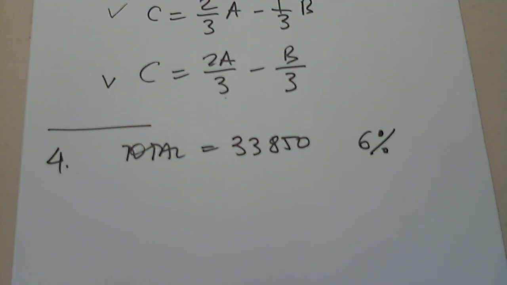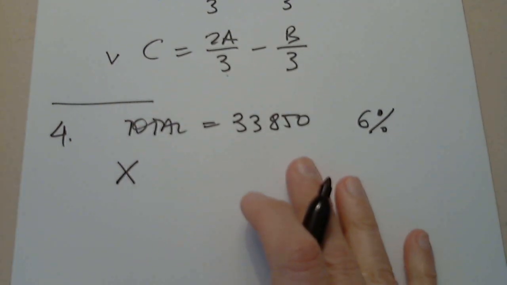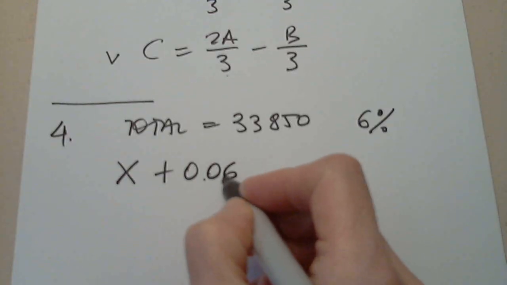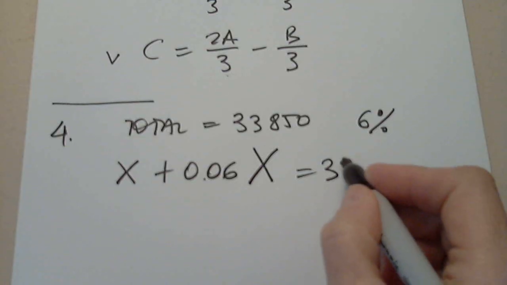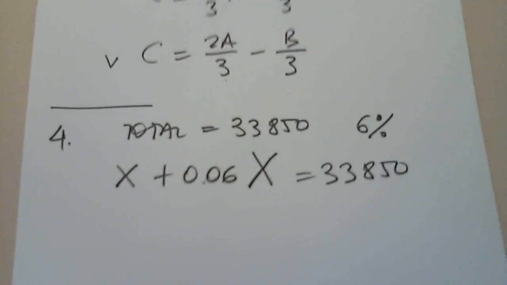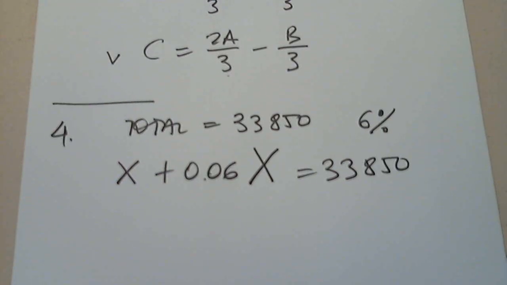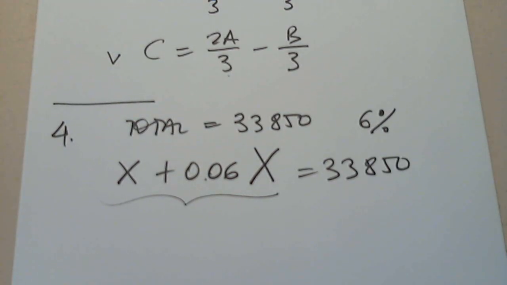To the original price, we add 0.06 of the original price to get 33,850. To the original price, we add a 6% sales tax on, in other words, on the original price to get the total amount. Now we have to combine like terms. Please combine like terms on the left-hand side.